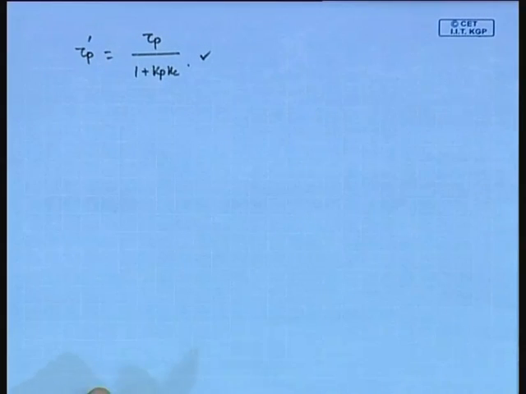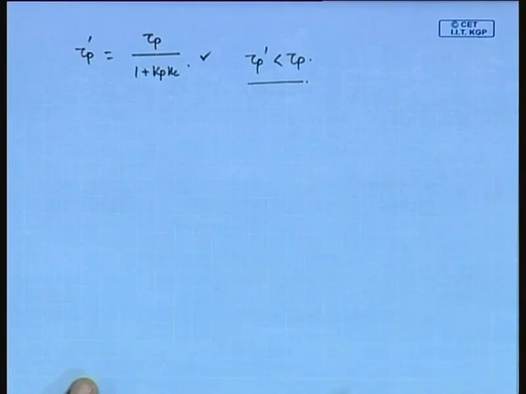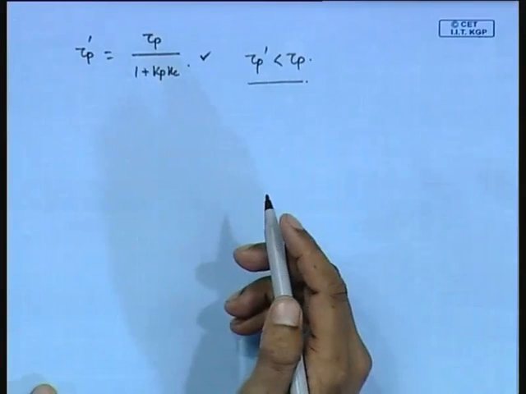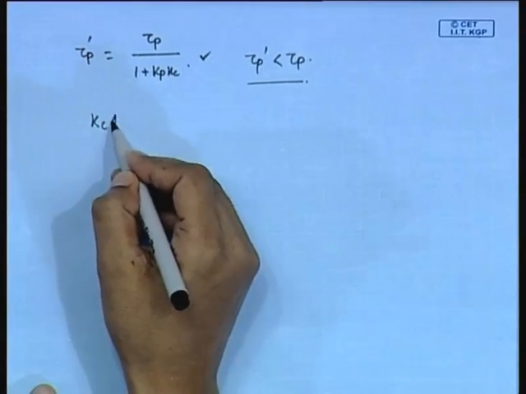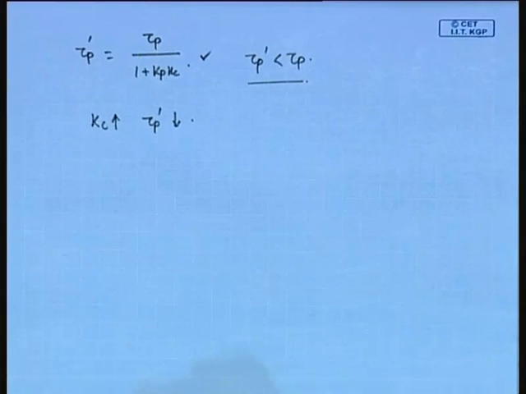Now we will conclude. So, if we see the expression of tau_p', we can say that the tau_p' is less than tau_p. Fine. If we see from this expression, we can say that tau_p' is less than tau_p. So, due to the inclusion of proportional controller, the overall response becomes faster. Another observation is with the increase of K_c, the tau_p' decreases. With the increase of K_c value, tau_p' decreases.